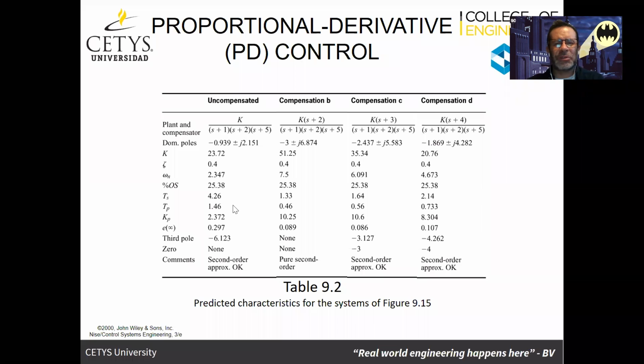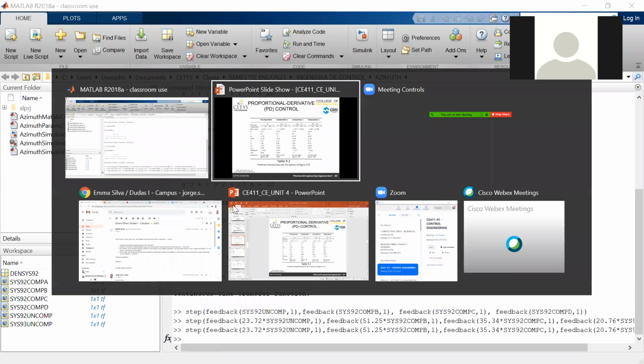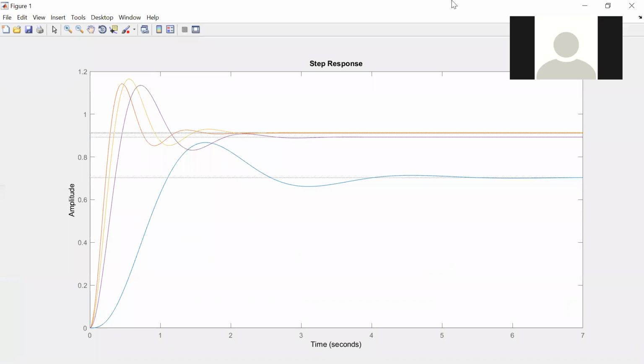Pablo, please go ahead. Oh, I closed the window. Let me run that again. So I was going to ask, I think it's C. It looks like it has a bigger peak. Is it still the same overshoot regardless? Yeah, the thing is that it's less than 25.38.